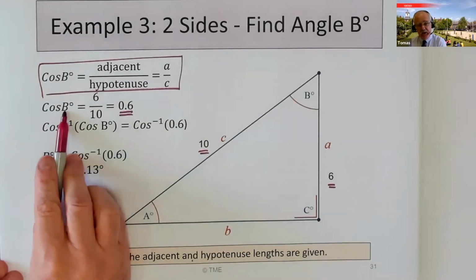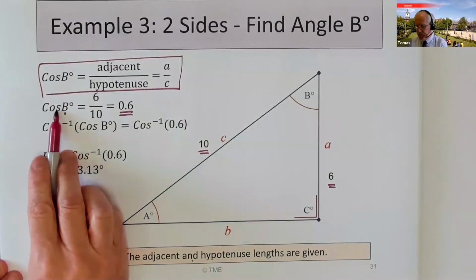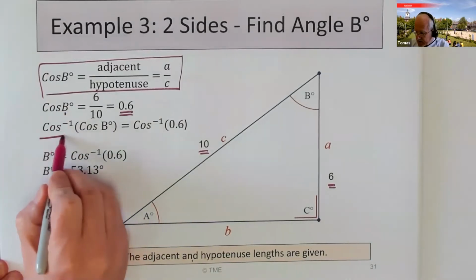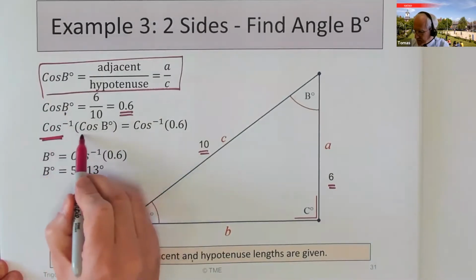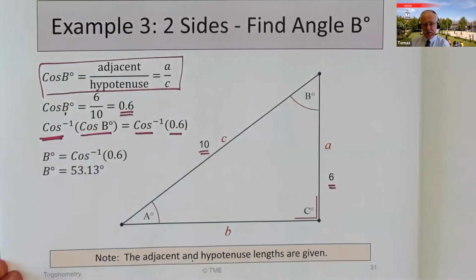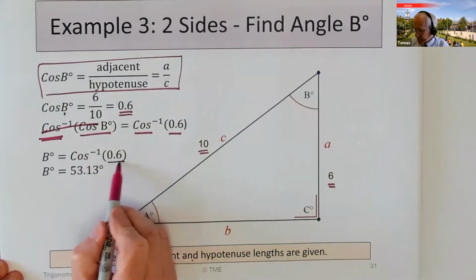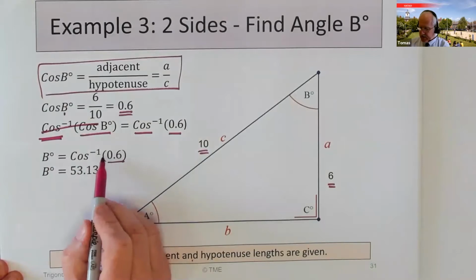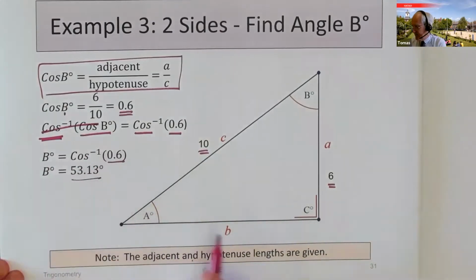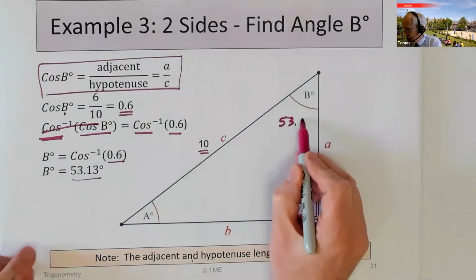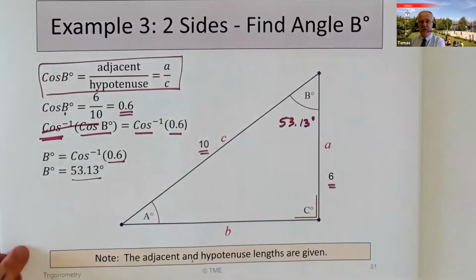For me to find B, I'll have to get rid of the cos. And to get rid of the cos, I say cos inverse of cos B is cos inverse of 0.6. They nicely cancel, and I end up with just 0.6, hit the calculator, and I get 53.13. And that's the end of that.